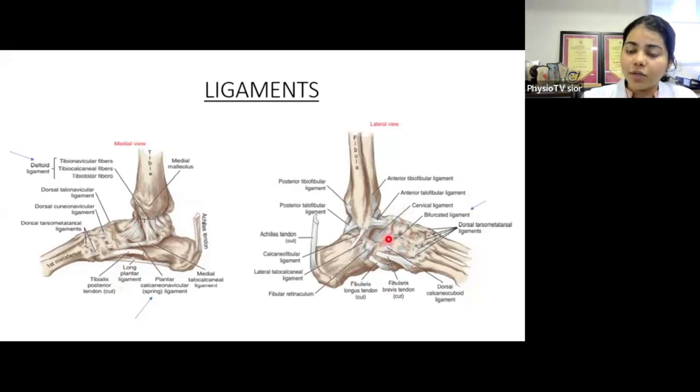Now, the bifurcate ligament has two components. You have the calcaneonavicular fiber, which reinforces the capsule laterally, and you have the calcaneocuboid fiber, okay, which is going to form the primary bond between the calcaneus and the cuboid.